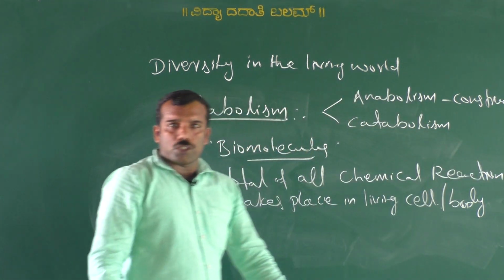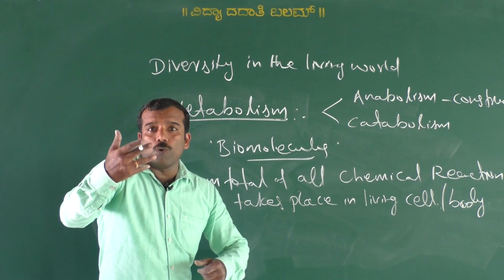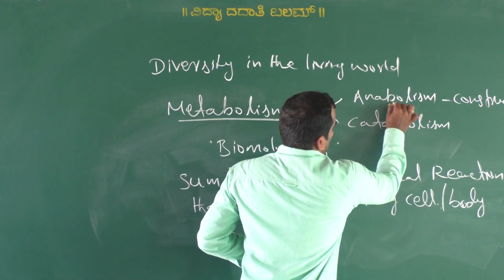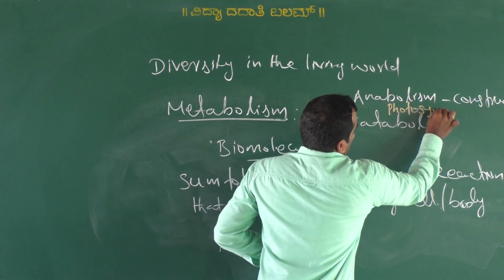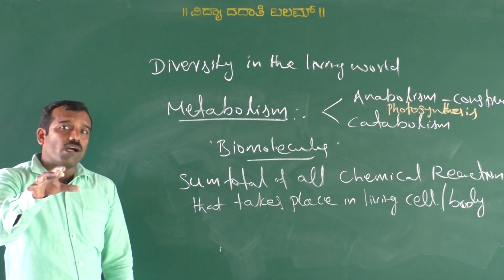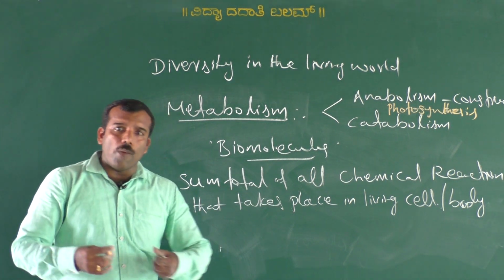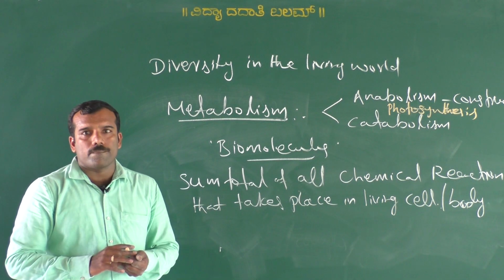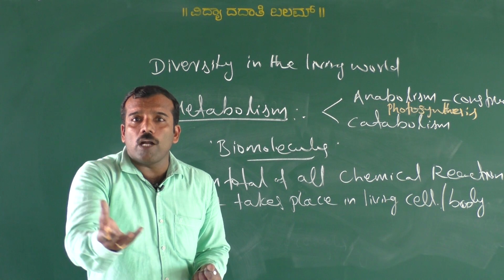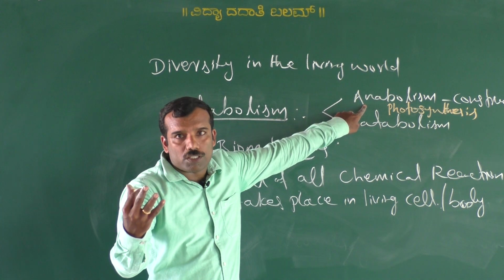It is a constructive process where, by using simple inorganic substances, the food is prepared. The best example is photosynthesis. Photosynthesis is a constructive process. Why? Because here food is constructed, prepared by using simple raw materials, say carbon dioxide and water, in the presence of sunlight. With the help of chlorophyll, the plant prepares the food. In the plant, food is constructed. That is called anabolism, the anabolic process.